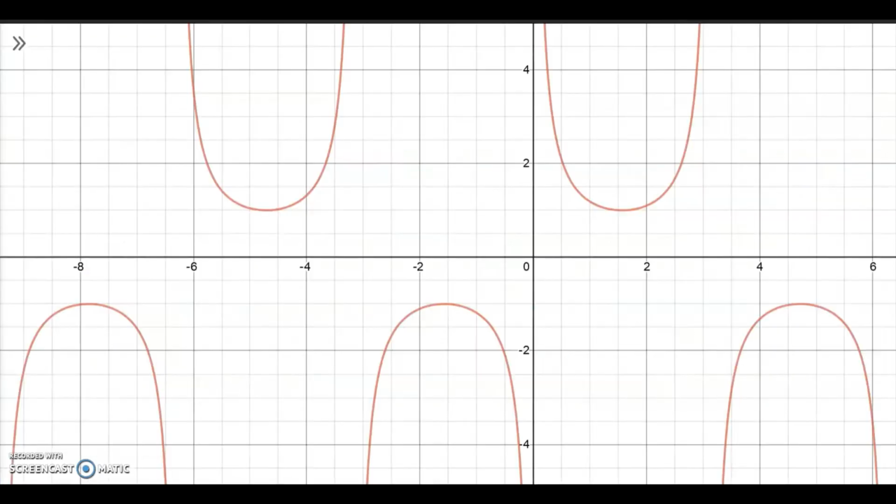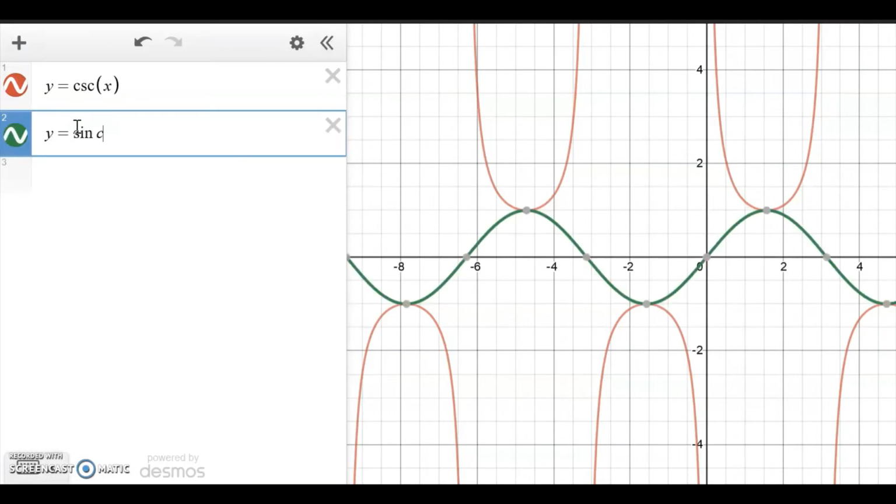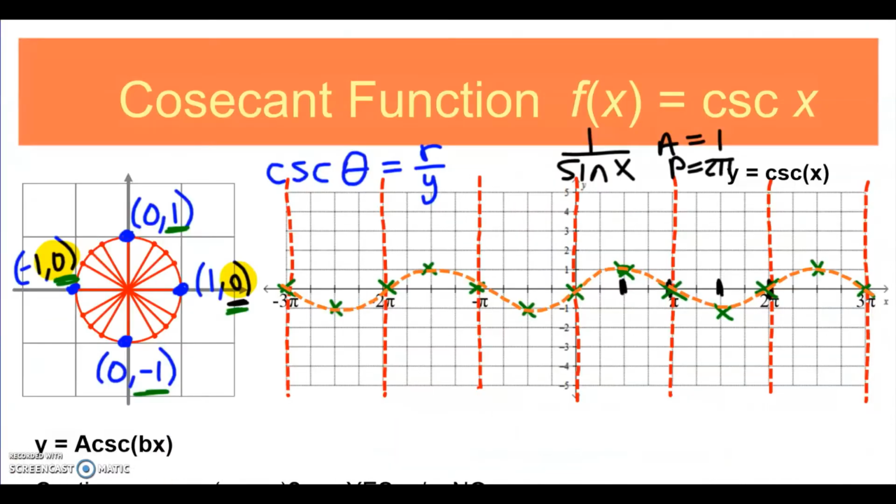Now go back here to Desmos, okay? So check it out when I add in a sine graph. Y equals sine x. Okay, so check it out. Look how the sine wave and the cosecant graphs are related. They're touching at the tips of those humps. So all we have to do here to finish this graph, if we're graphing by hand, is take a hump and flip it.